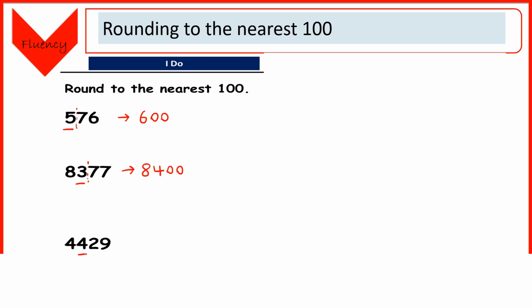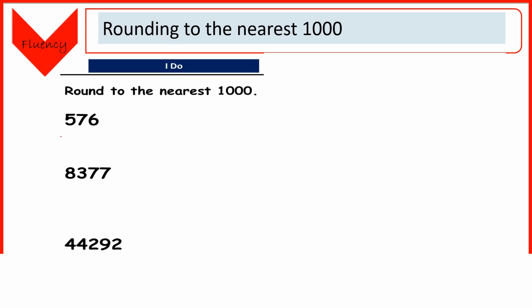Now for the last one, my 100 place value is here. I now draw a line. 2 is less than 5, so it does not round this up. So I simply keep the numbers the same to the left side. So I got 4. And the numbers to the right side, 29 becomes 00. So I got 4,400. Now, when rounding to the nearest 1,000, I simply identify the thousands place value.